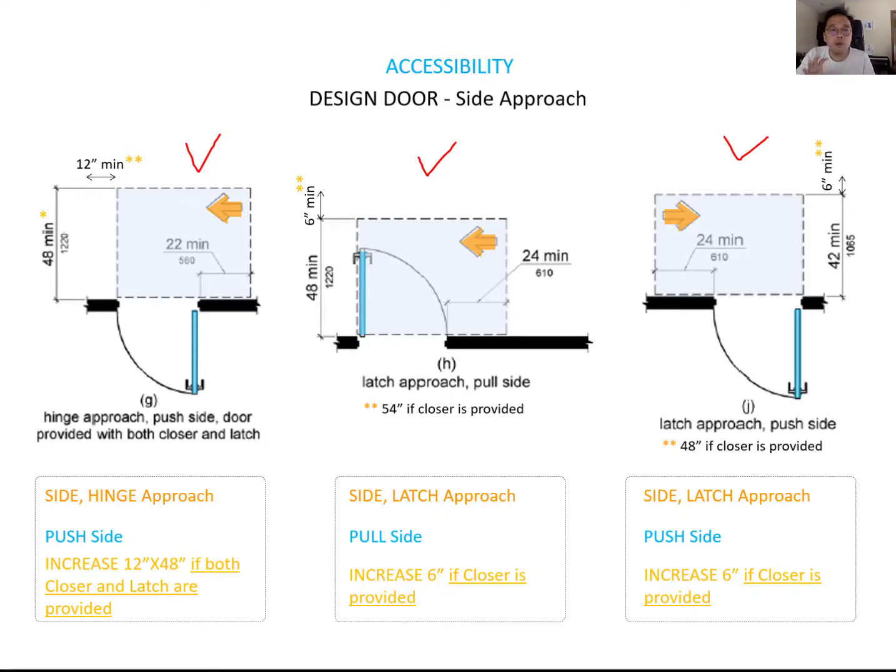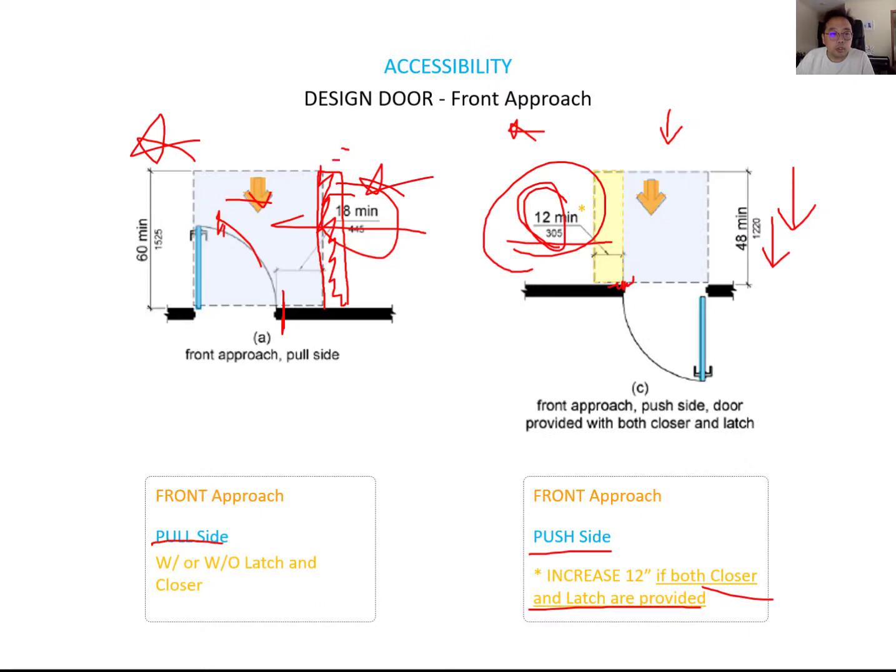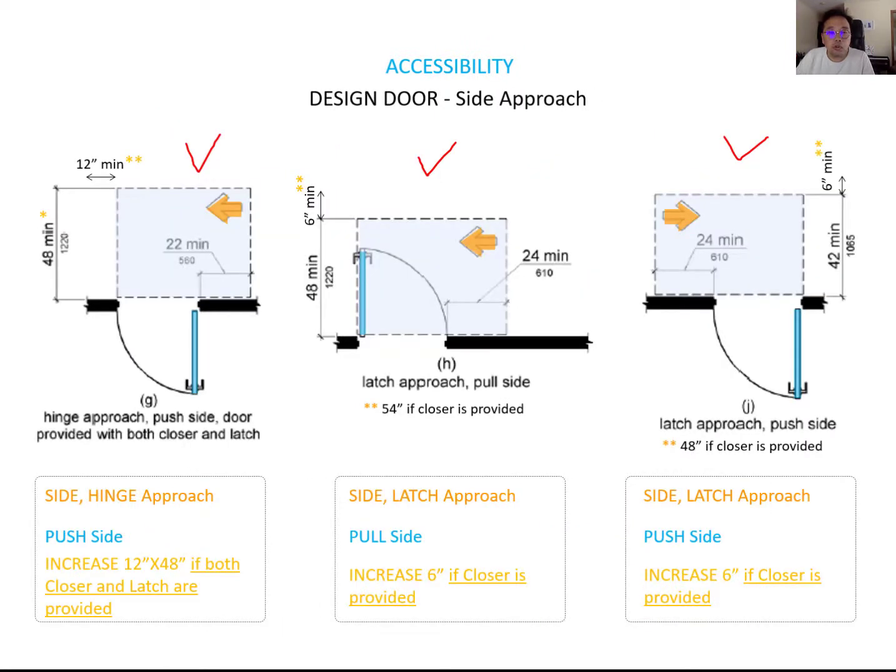But for now, I just ask you to memorize these two minimum clear spaces, and later you can understand more and memorize this one. For now, you just need to understand the concept. So in this case, you can see the side and hinge approach, right? And this is a side and hinge approach, and this is a side and hinge approach. This one is push side, this is a pull side, and this is a push side.